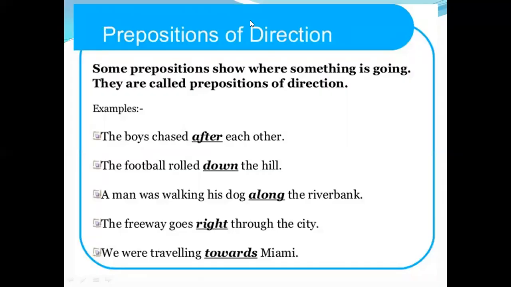So, some prepositions show where something is going. They are called prepositions of direction. Let us have a look at a few examples. The boys chased after each other. Next, the football rolled down the hill. A man was walking with his dog along the river bank. The freeway goes right through the city. We were traveling towards Miami.